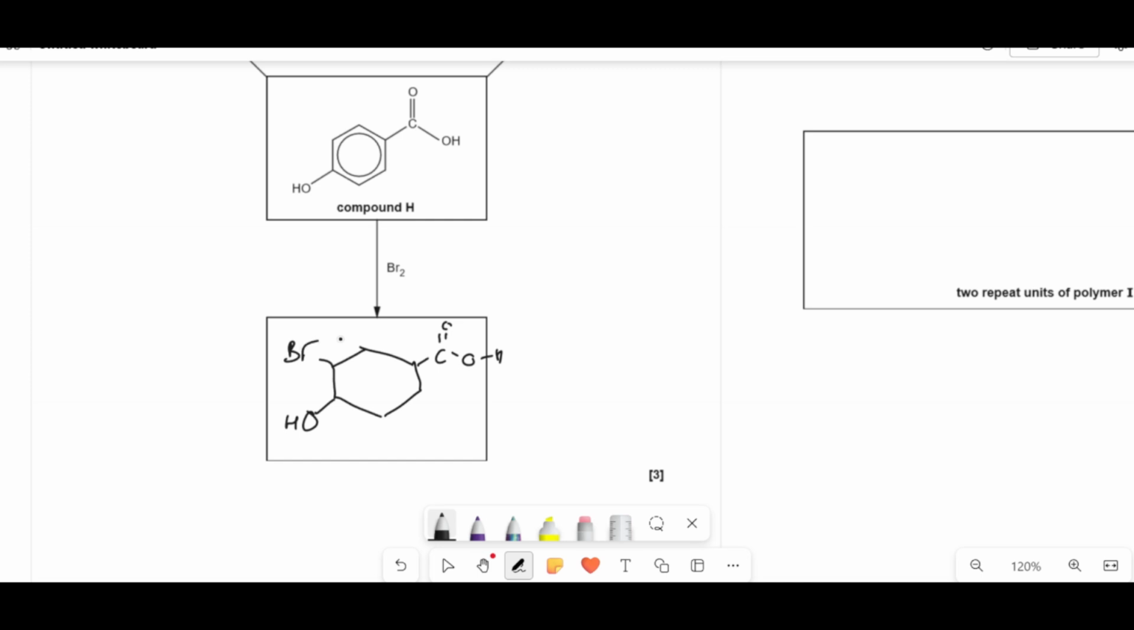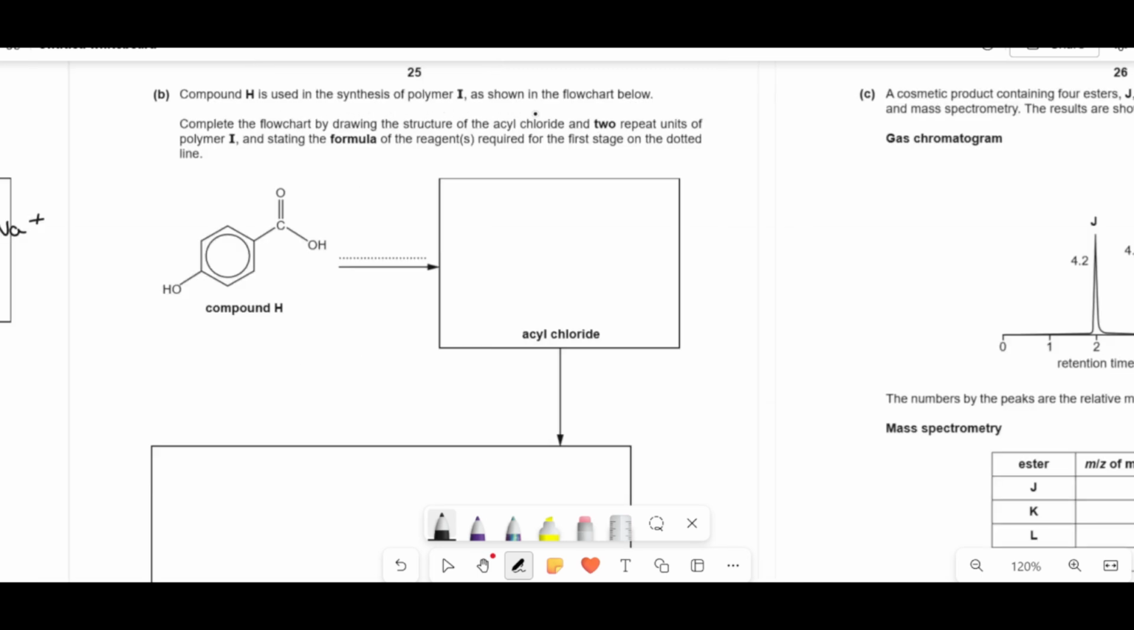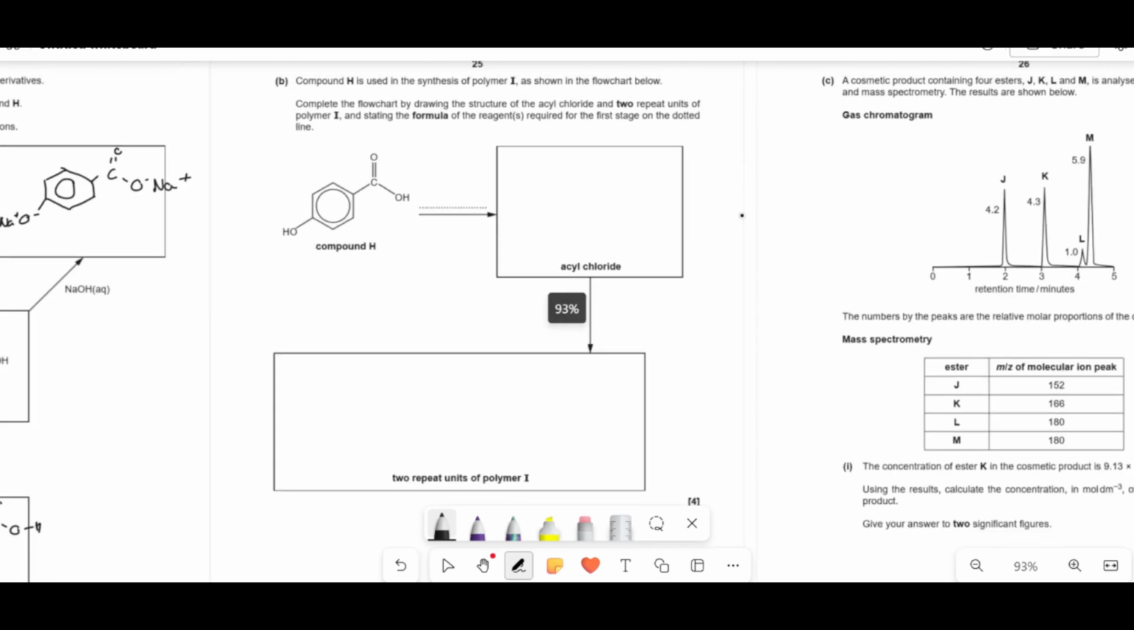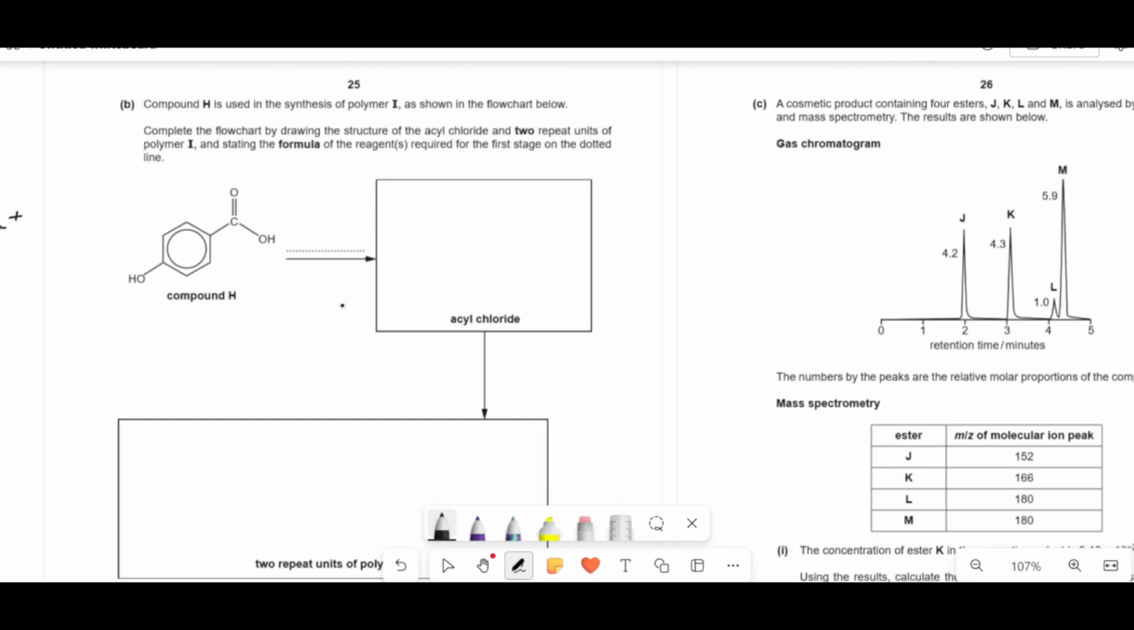You can do that. Now it says compound H is used in the synthesis of polymer I as shown in this flow chart below. Complete the flow chart by drawing the structure of the acyl chloride and 2 repeat units of I, and the formula of the reagents that are required for the first stage of this. So if we just have a quick look, here we are starting with compound H and we're making an acyl chloride from it. So we need to do something to it.